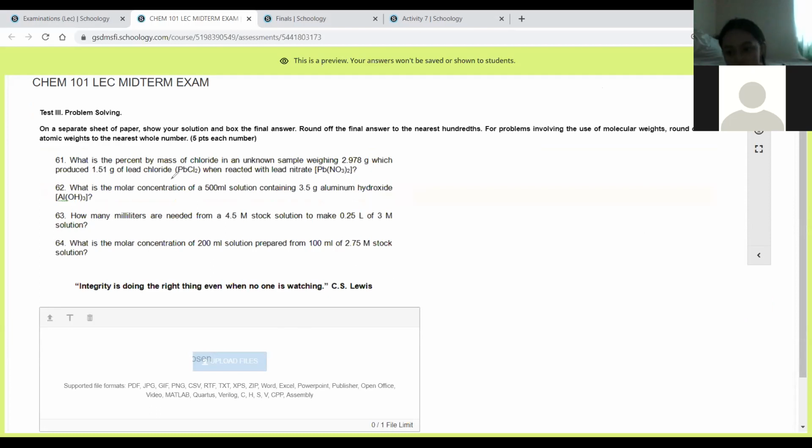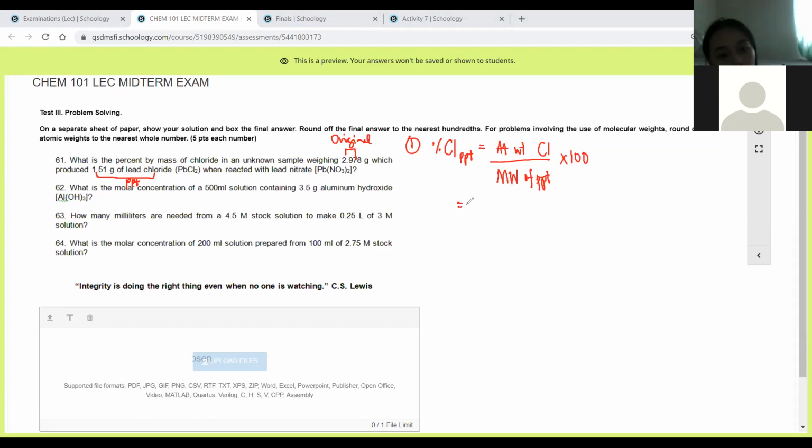Now, what is the percent by mass of chloride in an unknown sample weighing 2.978 grams, which produced 1.51 grams of lead chloride when reacted with lead nitrate? This one produced, which means this one, class, is the precipitate, while this one is for the original substance, which is actually unknown. And then remember, we have 3 steps. The first step here for number 61 is for the computation of percent chloride in our precipitate, in which we use the atomic weight of our chlorine divided by the molecular weight of the precipitate times 100.